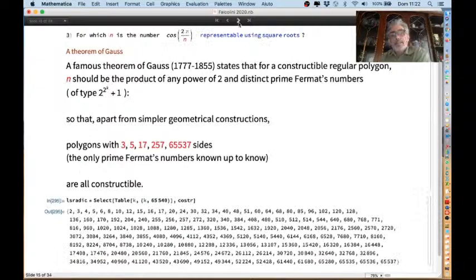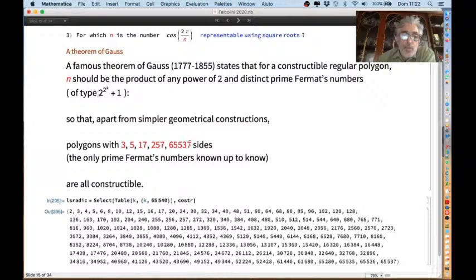Now the answer to this problem was given by a famous theorem of Gauss in 1801, which stated that for a constructible regular polygon, n should be the product of any power of 2 and distinct prime Fermat numbers, which are numbers of the form 2 to the power 2 to the power k plus 1, as long as these numbers are prime.